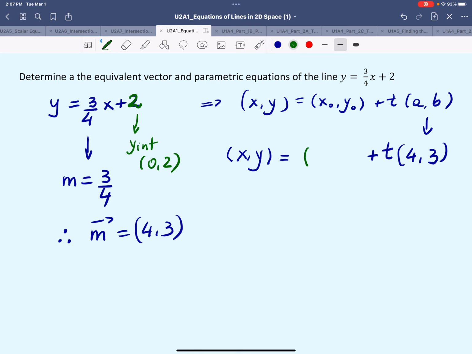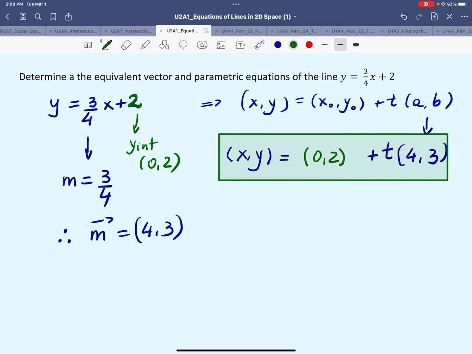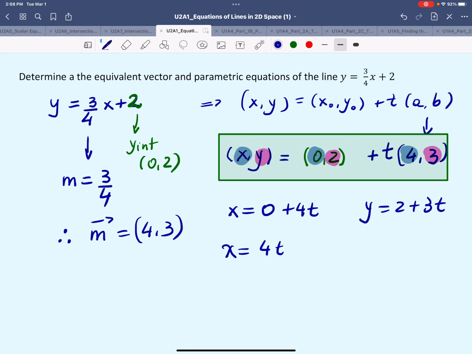So we'll say that the vector equation of this line is (0, 2) + t(4, 3). So with this, we've answered the first part of the question. And now we can create the parametric equations. Remember, for parametric equations, we always do the x coordinates and then combine the y coordinates after. So we'll have x equals 0 + 4t, which simplifies to x equals 4t, and y equals 2 + 3t. So the two parametric equations of this line in 2D are x equals 4t and y equals 2 + 3t.